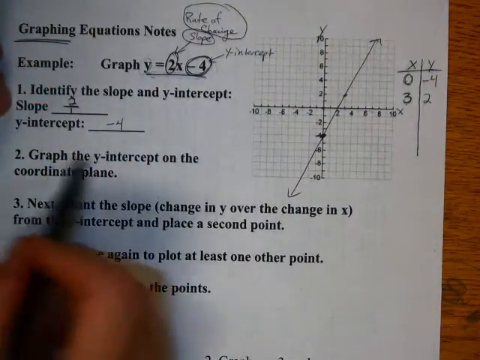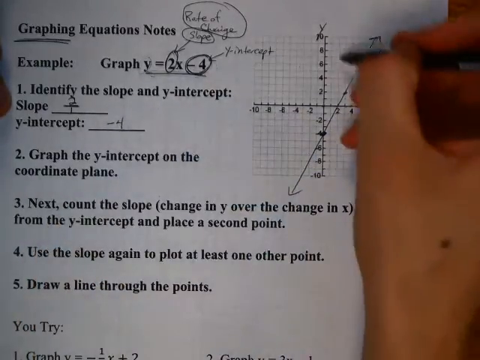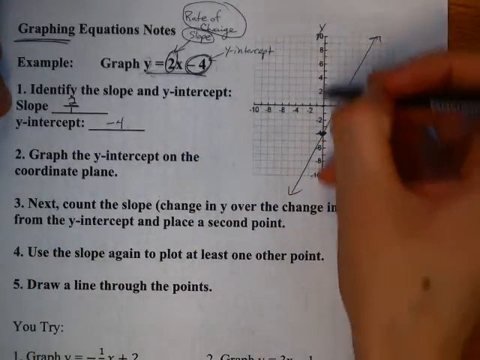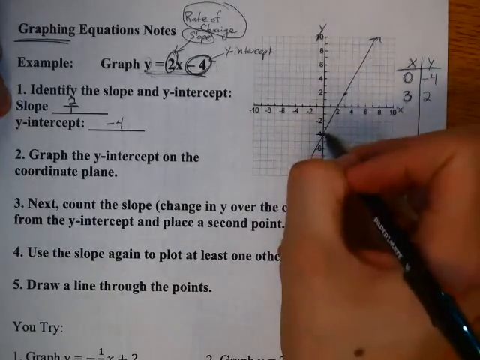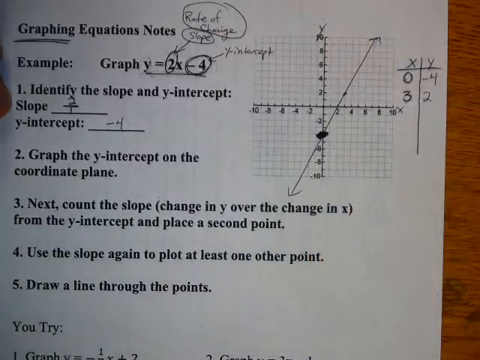Alright, next step. To graph it, we graph the y-intercept first. So the y-intercept here is negative 4, so let's go to our graph. On the y-axis, we're looking for negative 4. Hey, look, that coincidentally is already filled in for us.